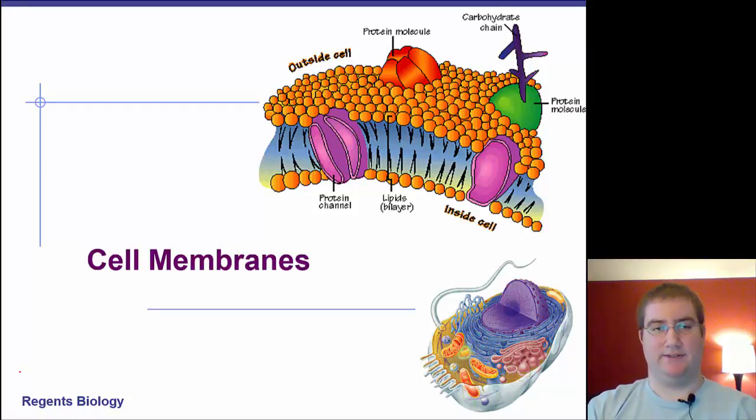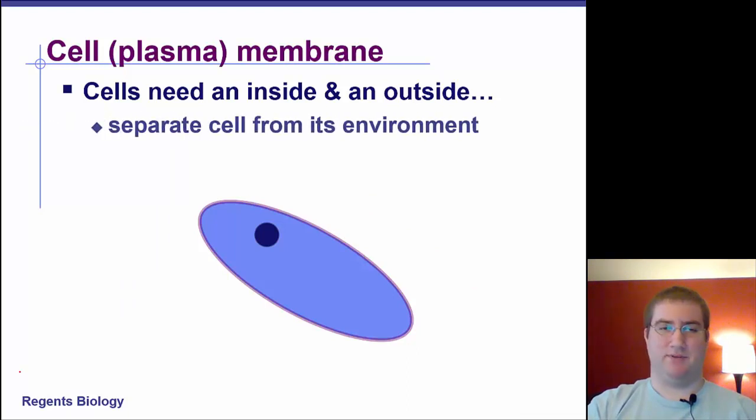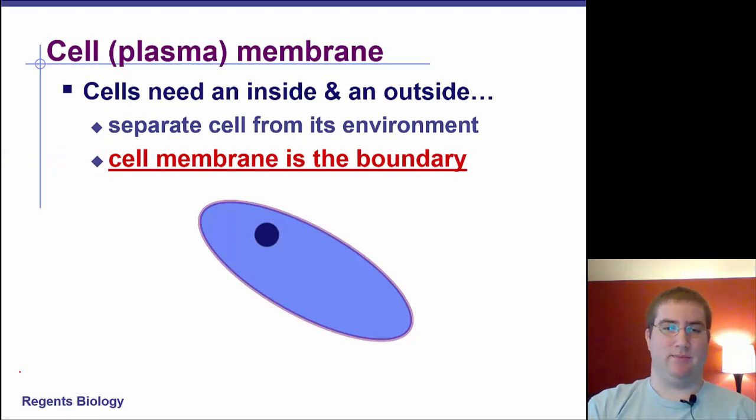Hi everyone, today we're going to discuss cell membranes, continuing our examination of the cells in more and more detail. Why do we actually need a cell membrane or a plasma membrane? Well, cells need to have an inside and outside, because you have to separate the inside from the environment. If you don't have a cell membrane, you just have a bunch of stuff floating in water, which is not a cell. So that cell membrane acts as the boundary. The cell membrane is going to separate the inside from the outside.